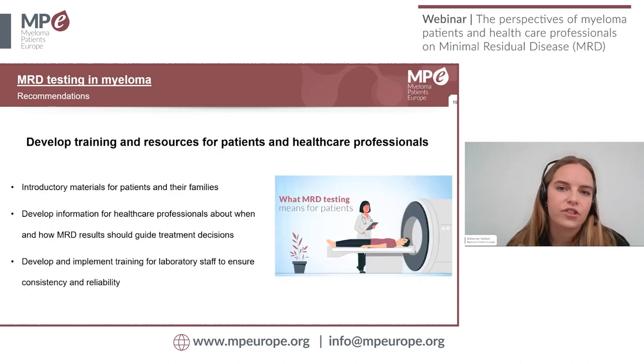The last recommendation we have is to develop training and resources for patients and healthcare professionals. As a myeloma community, we need to develop introductory materials for patients and their families on what MRD is, how it is tested, and what the results mean. And we also need to develop information for healthcare professionals about when and how MRD results should guide treatment decisions, and also develop training for laboratory staff.